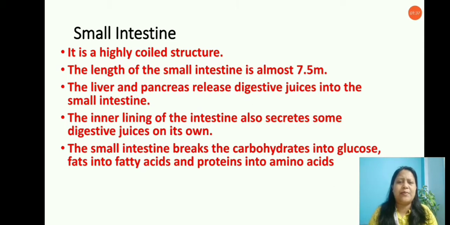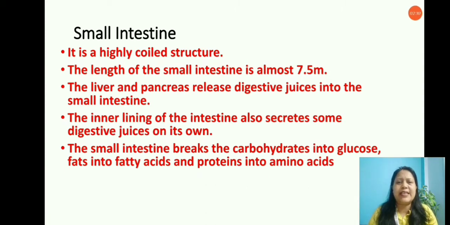So dear students, in the previous class we have discussed the human alimentary canal and its different parts. We have discussed that the human alimentary canal has different parts like mouth and buccal cavity, esophagus, then stomach. We have discussed all these three parts in the previous class. So today we shall be continuing with the small intestine, large intestine and different kinds of glands which are associated with the human digestive system. So let's start with the small intestine.